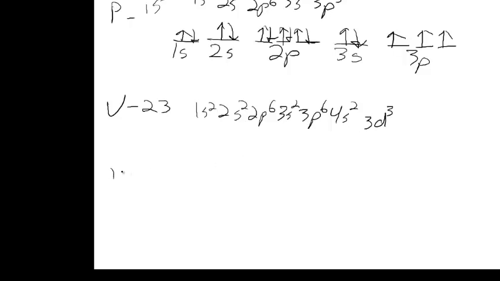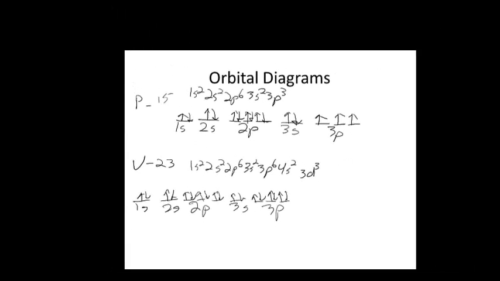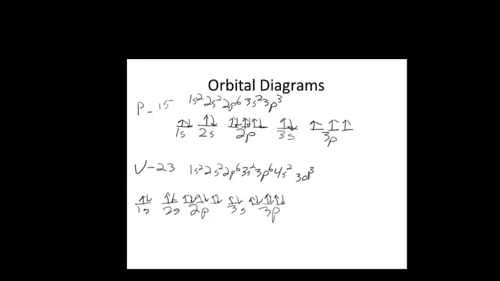Alright, so here we go. You go 1s. Arrow up, arrow down. 2s. Up, down. Oops, my pen's having a hard time writing. 2p, 3 blanks. Up, up, up. Down, down, down. 3s. Up, down. 3p. Up, up, up. Down, down, down. It's always good to check to see how many electrons you've used.